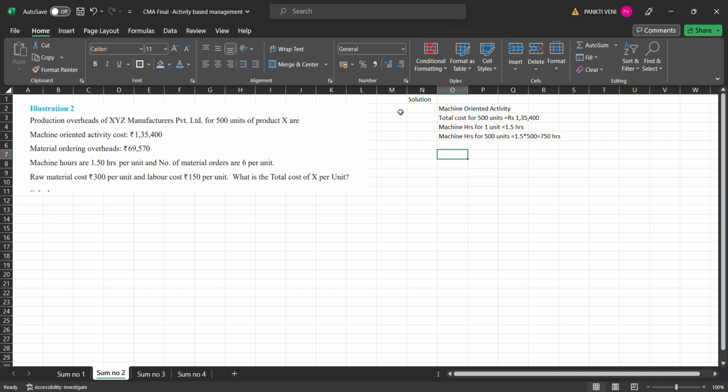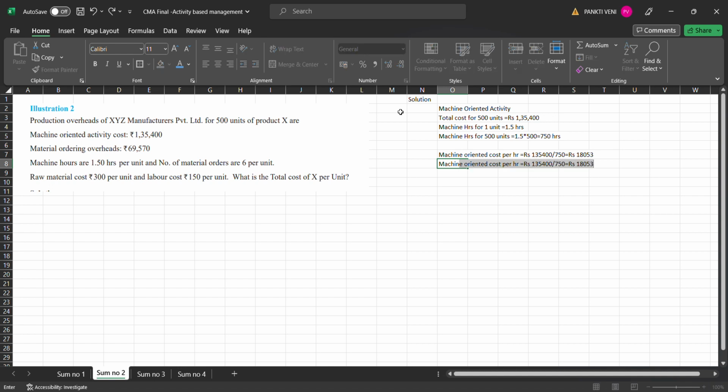Now I want a machine oriented cost per hour. I can find that out: 1,35,400 divided by 750. If I do this, I'll get rupees 180.53. So this is per hour.